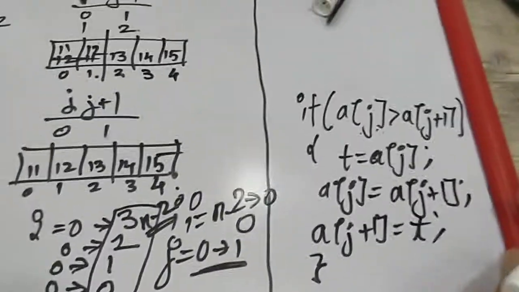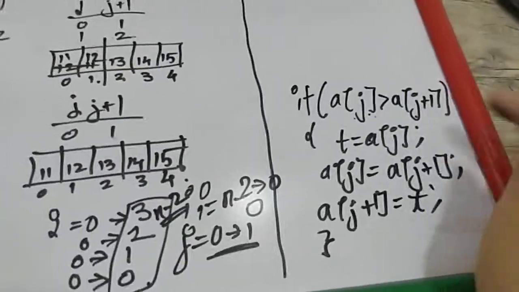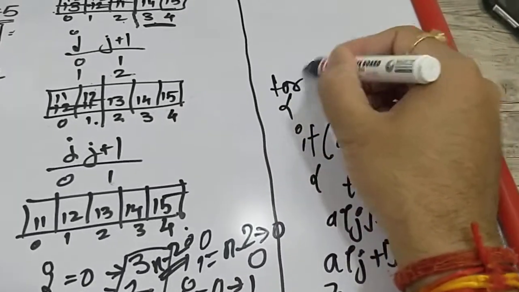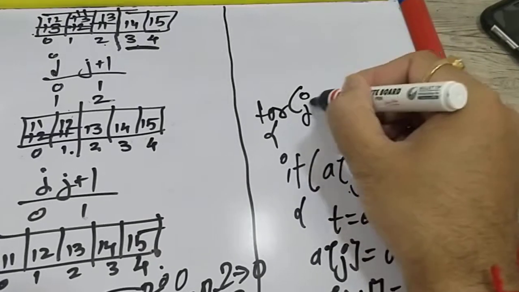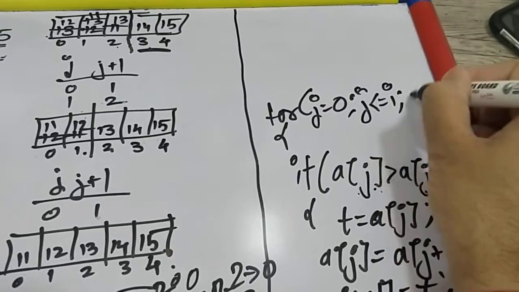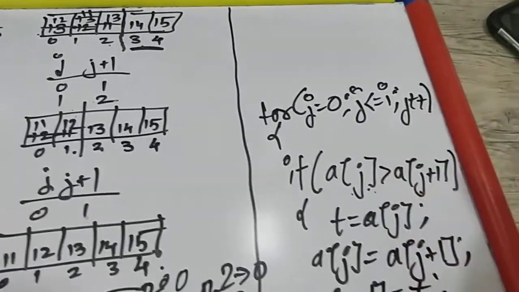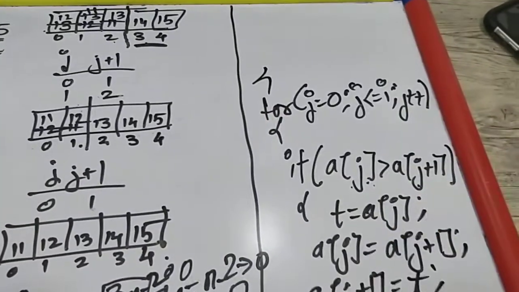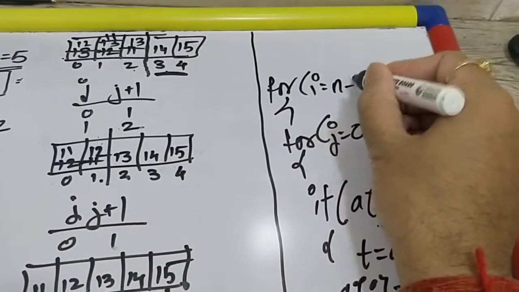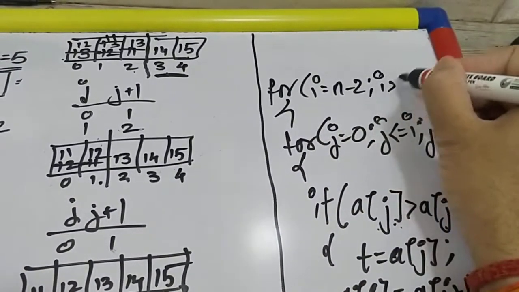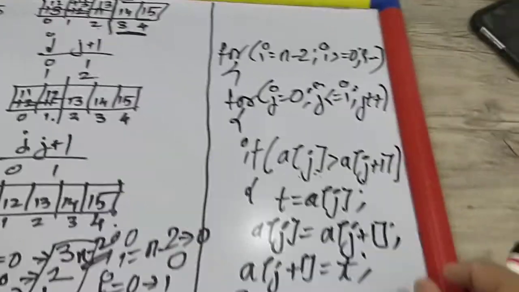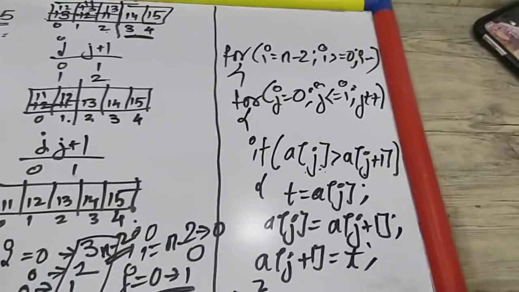So this will create our for loop. So we'll have for j goes from 0 to i and i goes from n minus 2. So this is my overall logic of bubble sort.